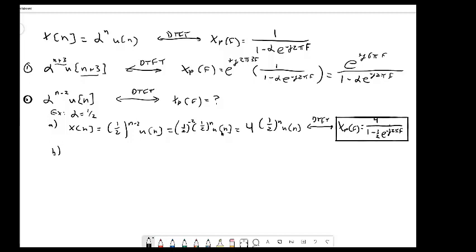Now, there was an alternative way to approach this one. If we look at this function, this is like 1/2 to the n, or 1/2 to the n minus 2, but starting at u of n. And so at n equals 0, that has a value of 4. At n equals 1, that has a value of 2, half as big. At n equals 2, that has a value of 1. N equals 3, it has a value of 1/2. And so on, just getting smaller and smaller and smaller.